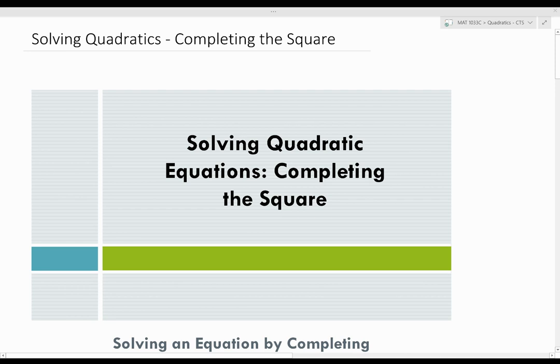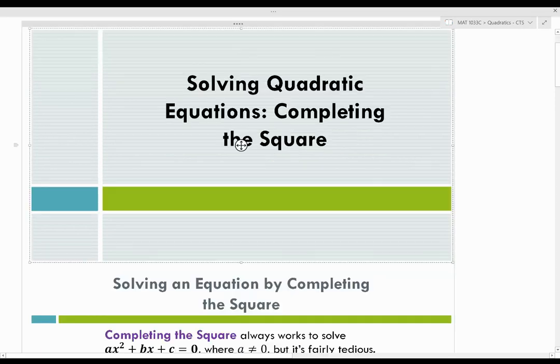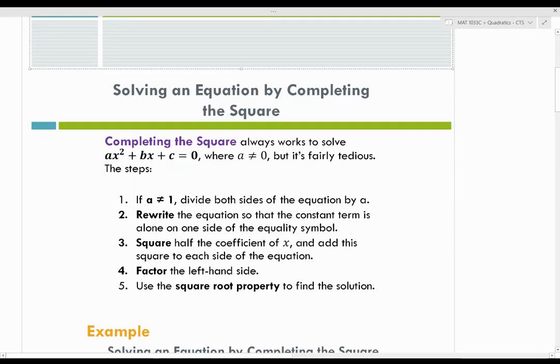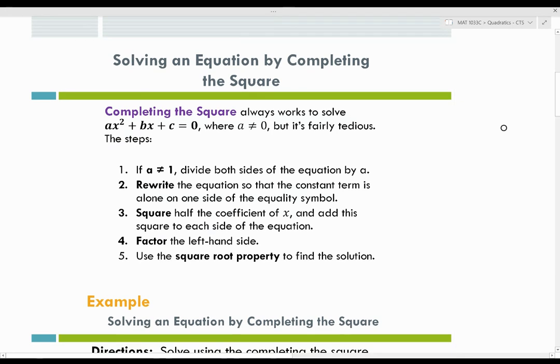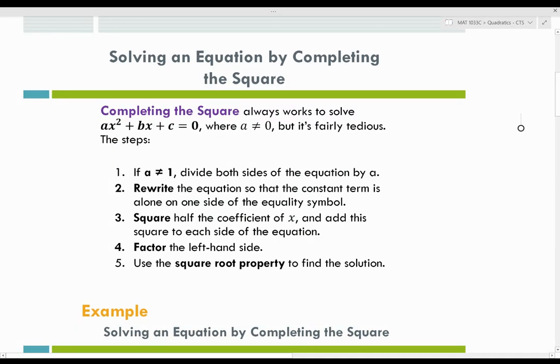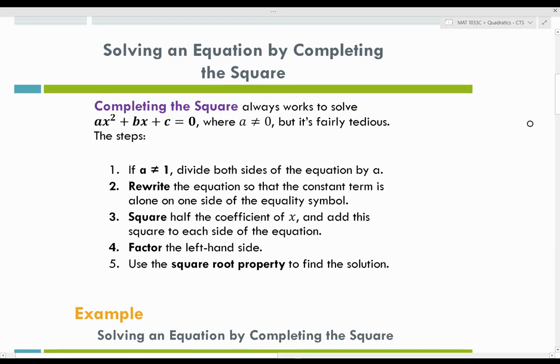All right, you guys, in this section, we're going to be solving quadratic equations using completing the square. Before we jump into some example problems, let's walk ourselves through the steps. If you're going to be using completing the square, this is one of the methods that always works.